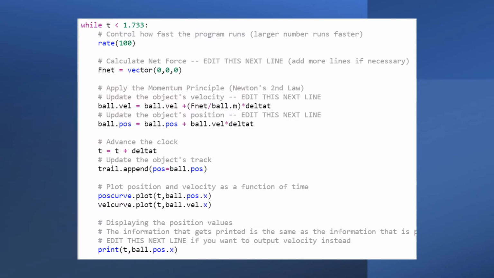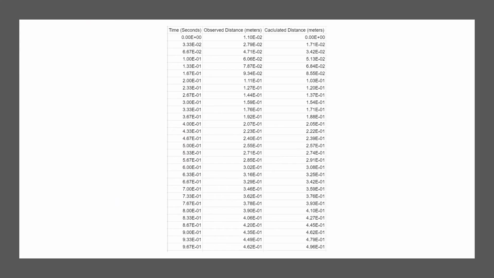This program utilizes a while loop which iterates the time by this time step, which is the same amount of time between frames in the tracker program. Each time it iterates through this while loop until reaching the time of 1.733 seconds, which is when the clip ends. The position of the ball is updated using the formula R equals R plus velocity times delta t, where the value of R is updated during every iteration. The formula resulted in the dataset here.